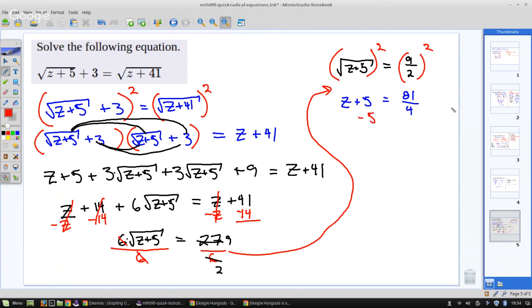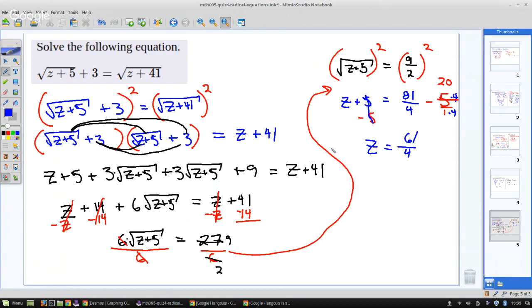We'll subtract 5. I'm going to write the subtract 5 up here. I need a common denominator. That denominator is going to be 4, so I'll multiply top and bottom by 4, put the 5 over 1. So 5 times 4 is 20. 81 minus 20 is 61. All right, so we got rid of the 5 by subtracting it. So z is equal to 81 minus 20, which is 61 over the common denominator 4. 61 fourths.